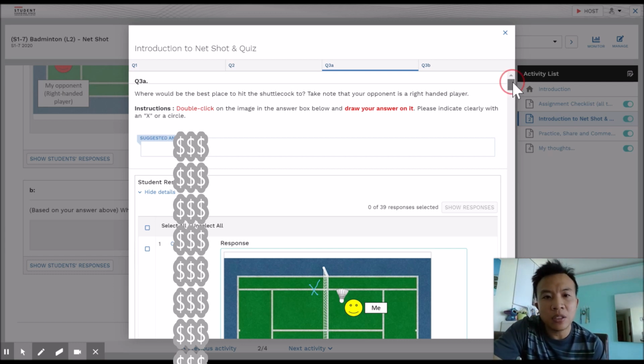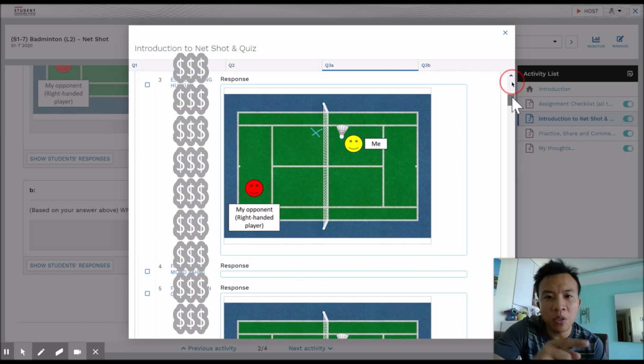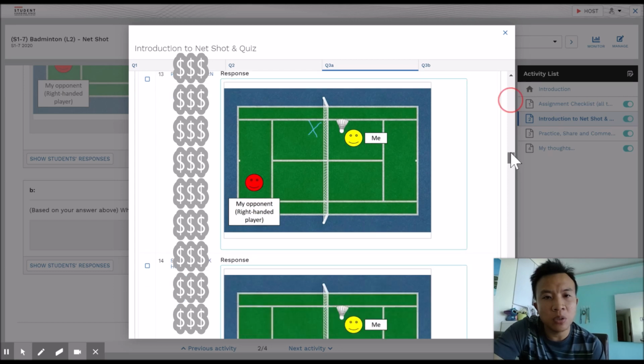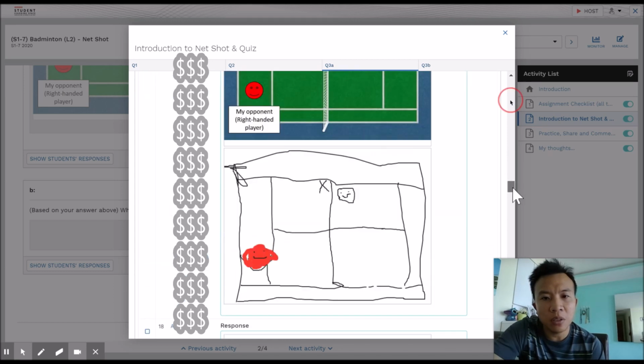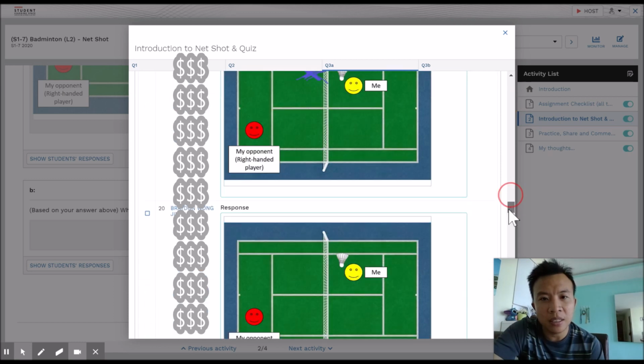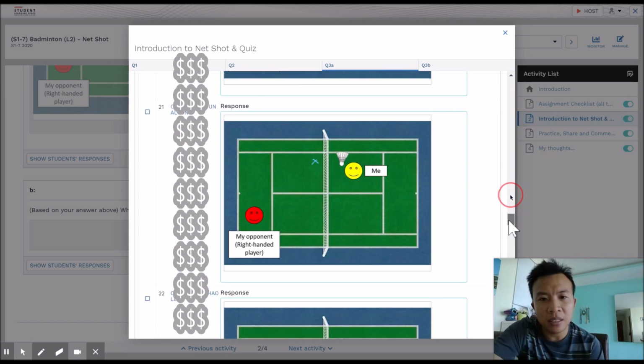All right, so if we scroll down, you can see most of the students are able to indicate that this should be the place, or rather this is the best place to attack and win a point. So if you just quickly browse through, we would be able to see, for those who have done it, more or less the same kind of answers.